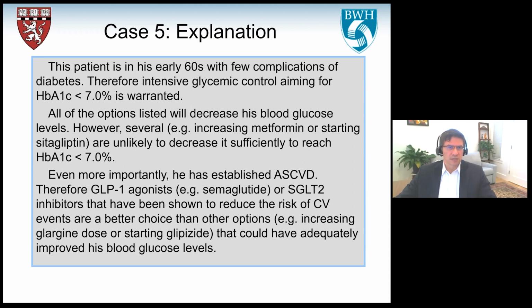However, several, such as increasing the metformin or starting sitagliptin, are unlikely to decrease sufficiently to reach a hemoglobin A1C less than 7%. Even more importantly, he has established atherosclerotic cardiovascular disease. Therefore, a GLP-1 agonist like semaglutide or an SGLT2 inhibitor that have been shown to reduce the risk of cardiovascular events are a better choice than other options such as increasing the glargine dose or starting glipizide that could adequately have improved his glucose levels.